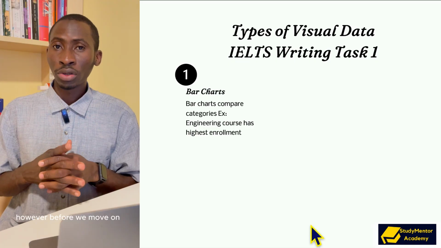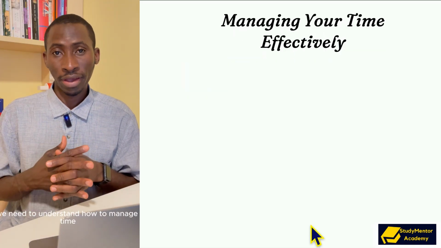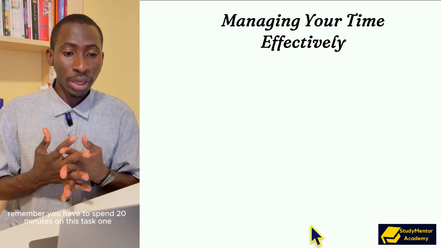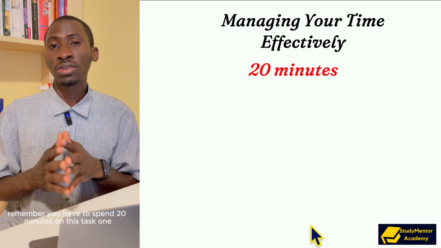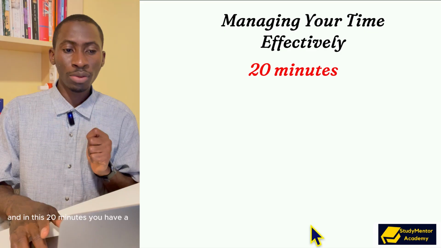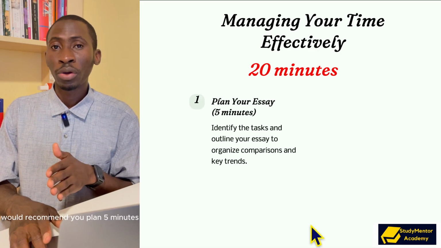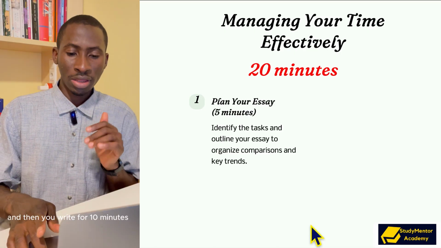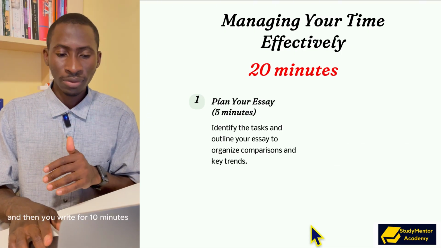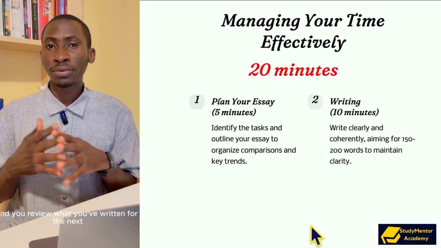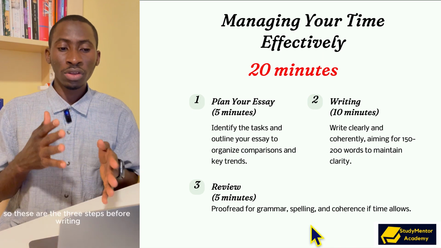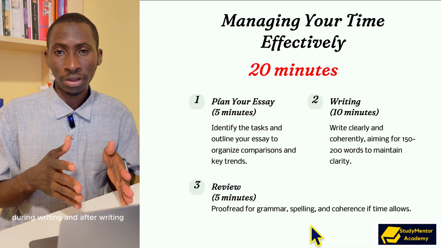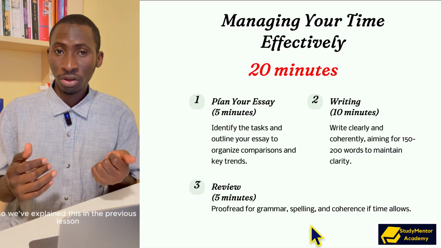However, before we move on, we need to understand how to manage time in this task 1 essay. Remember, you are to spend 20 minutes on this task 1, and in this 20 minutes, I would recommend you plan for 5 minutes, and then you write for 10 minutes, and you review what you've written for the next 5 minutes. So these are the 3 steps: before writing, during writing, and after writing. We've explained this in the previous lesson.